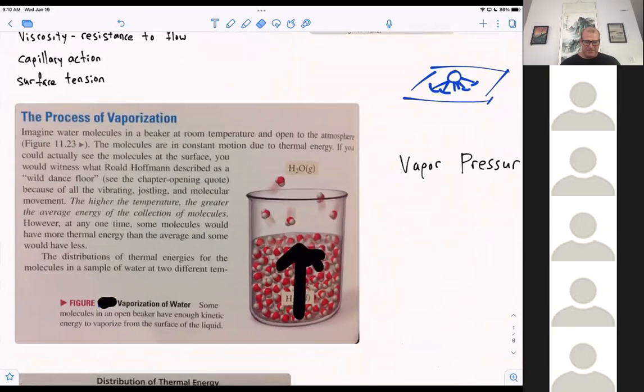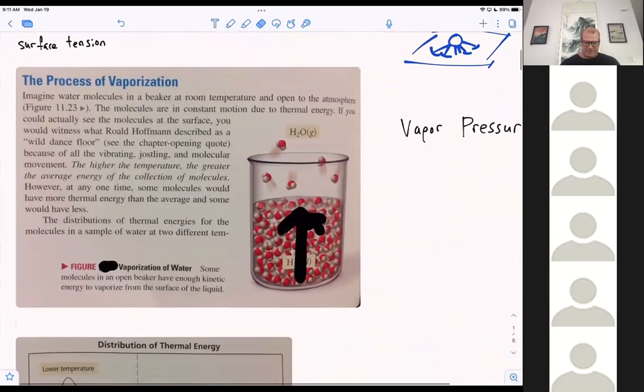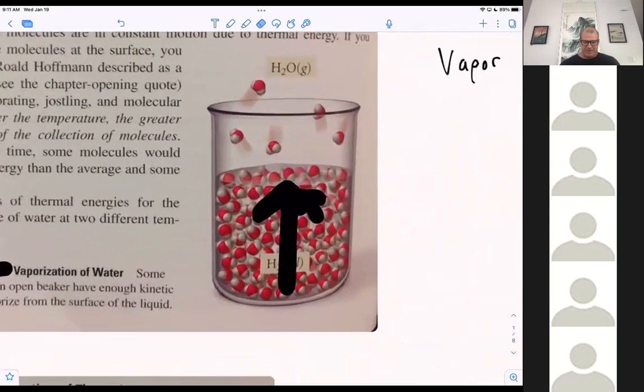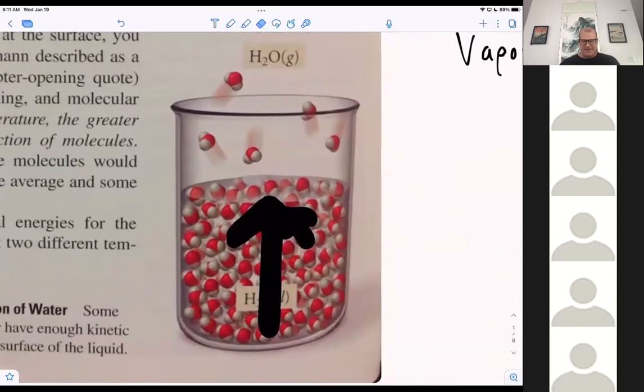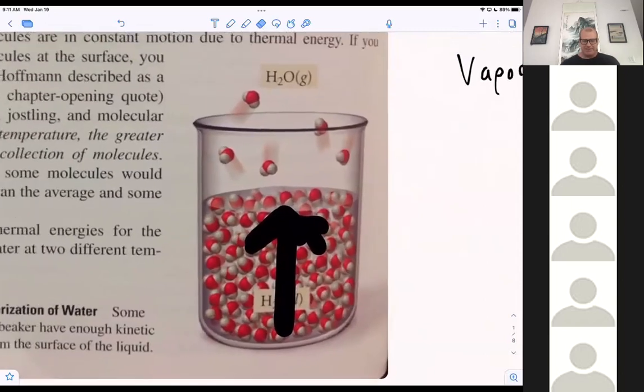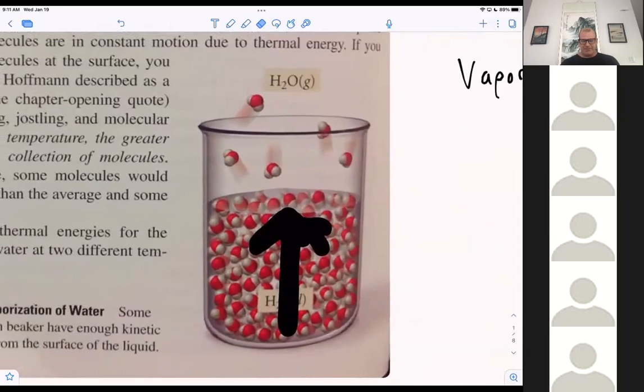Anyways, okay, moving on. Process of vaporization. So vaporization is a dynamic equilibrium. Dynamic equilibrium meaning that a lot of things are going on.